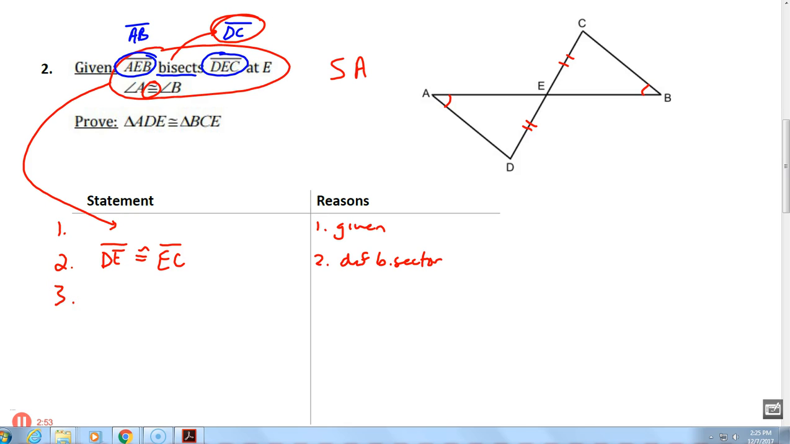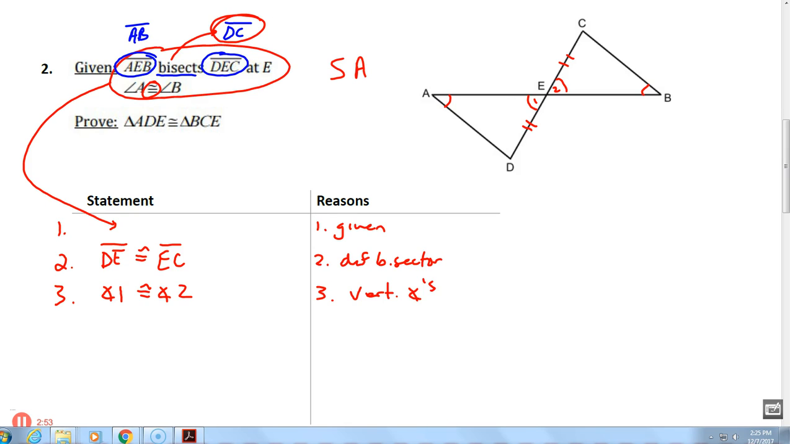Well, I see a pair of vertical angles right here. And to make life easier, I'm just going to call them 1 and 2. I'm going to say angle 1 is congruent to angle 2 by vertical angles. And I think I have enough now.